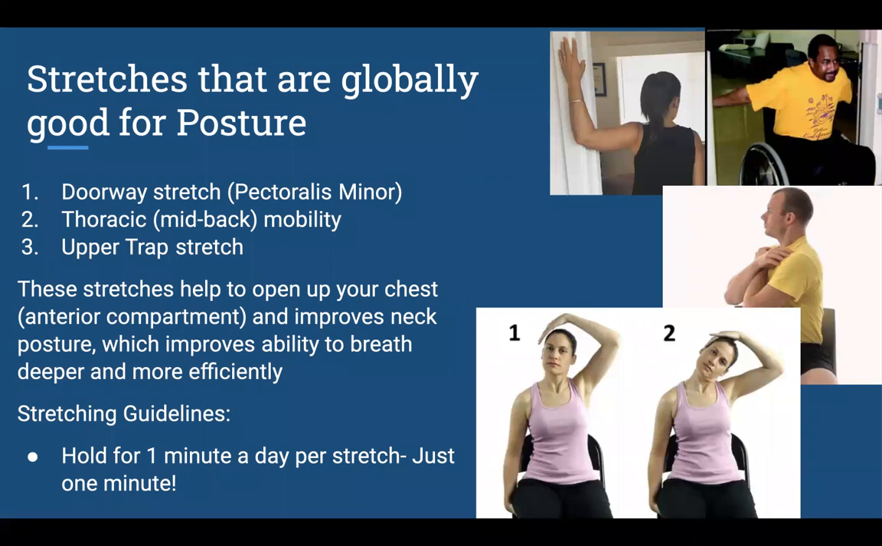These stretches just help to open up your chest, which is that front compartment. It helps to improve our neck posture, which in turn helps to improve our ability to breathe deeper. I don't know how many of you know what the actual stretching guidelines are, but the guidelines are to hold each stretch for 1 minute a day. That's it, just 60 seconds per muscle. But when I try to stretch, 1 minute feels like a bajillion. So I have to set myself a timer, and I would highly recommend it because 30 seconds can feel like 15 hours when you're trying to stretch. But in order for us to actually see changes in the muscle's length, we do need to be holding the stretches for 1 minute a day.